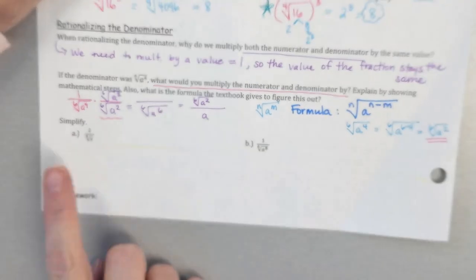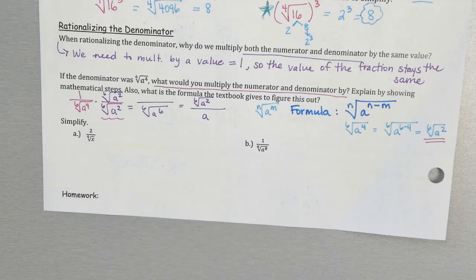Based on this, I want you to try part A. Once you conquer part A, you can start thinking about part B. And remember, you should have no perfect squares in your radical.